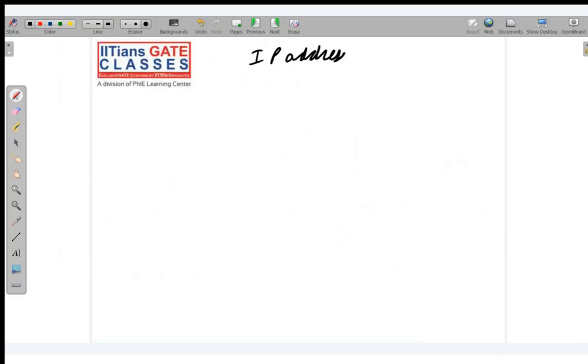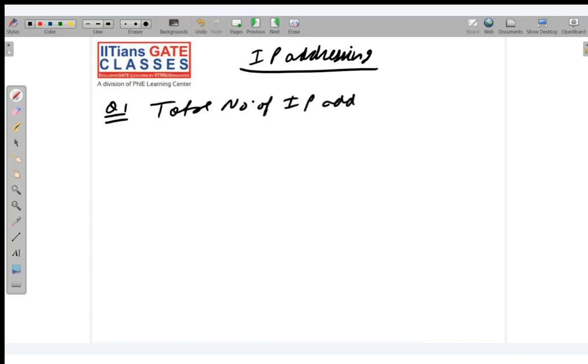IP addressing. So first of all, we will try to answer a very simple question. The very first question that comes to our mind is the total number of IP addresses possible. Now do not say, sir, according to which version. There is only one version, IPv4, in your GATE syllabus. So if they are asking this question, they are by default considering IPv4 only. They are not considering IPv6. So don't worry about it.